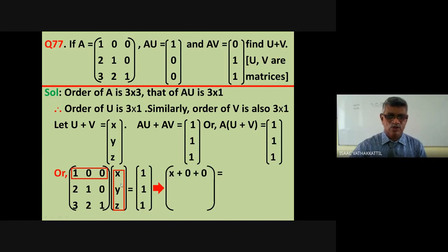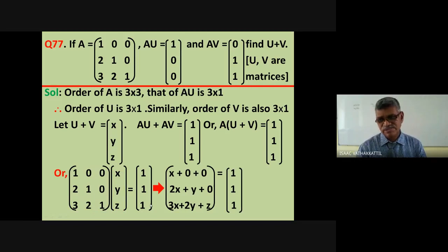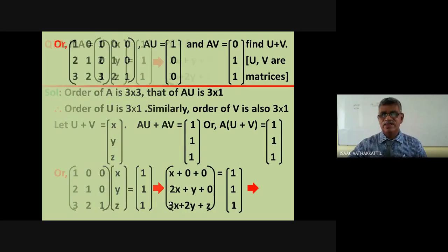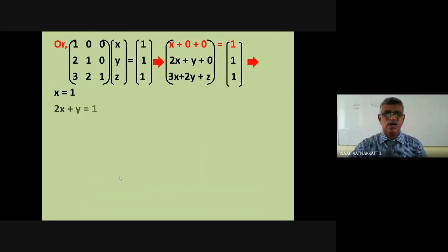That is x plus 0 plus 0. Second row, 2x plus 1y plus 0z, that is 2x plus y plus 0. Third row, 3x plus 2y plus z. And that is given to be 1, 1, 1. Left side is a 3 by 1 matrix, right side again is a 3 by 1 matrix. These two matrices are equal. Equating, x equal to 1, 2x plus y equal to 1, and 3x plus 2y plus z equal to 1.